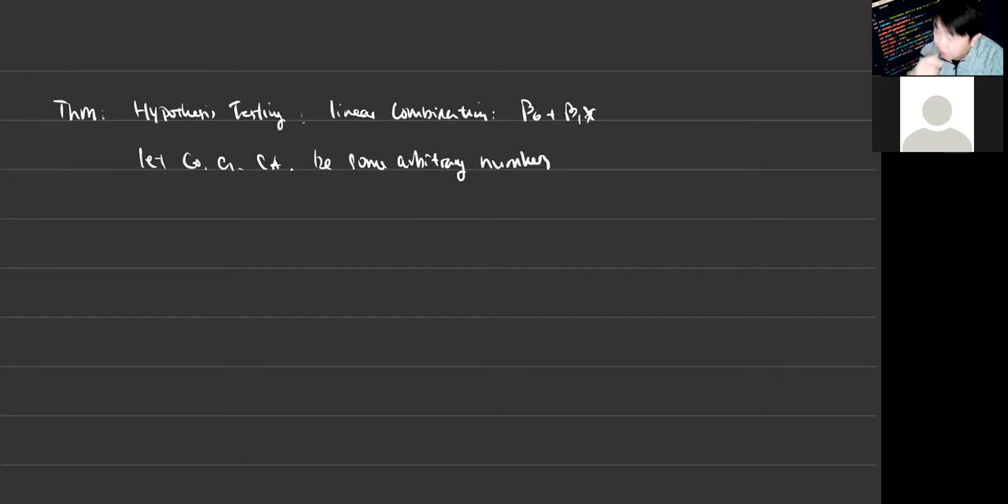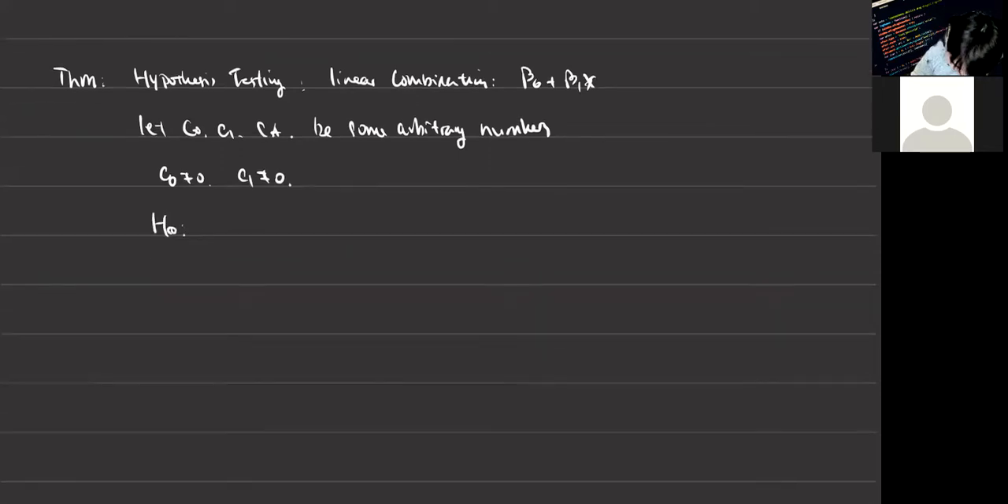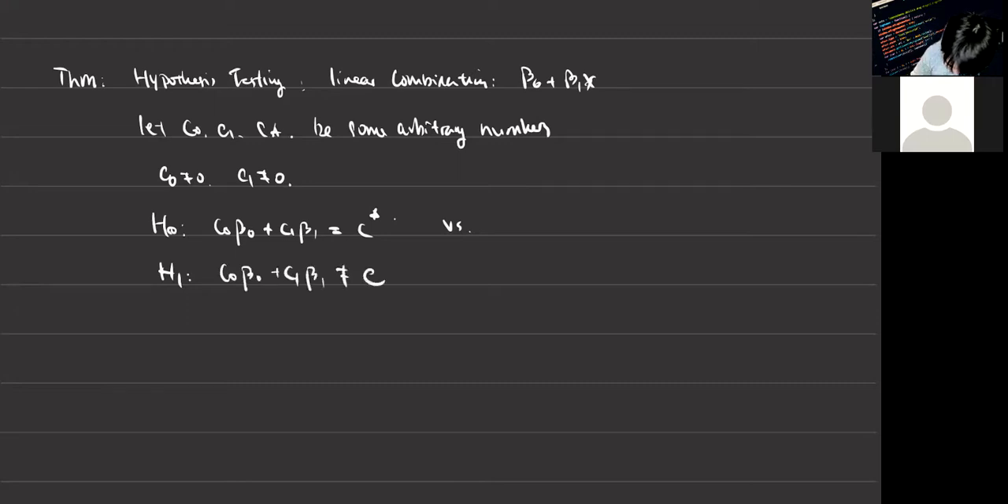And of course, we are assuming that C0, C1 are not zero. Suppose we have a null hypothesis, H0, that C0 beta 0 plus C1 beta 1 equals C star, versus the alternative hypothesis, H1, where the left-hand side is exactly the same. Let me just copy this down. And it says not equal to C star.